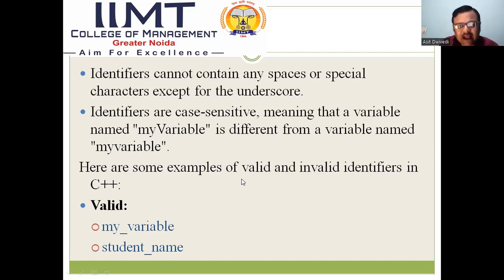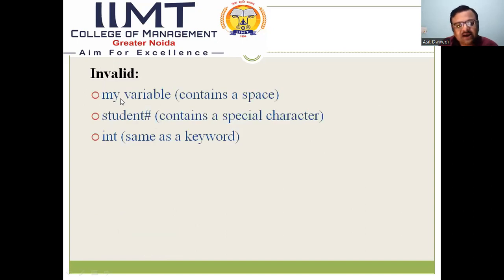Here are some examples of valid and invalid identifiers in C++. Valid: my_variable. It's valid. Student_. This one is valid as per rules. Invalid: my variable, it contains a space. This is invalid. Student#, it contains a special character, so this is invalid. int is a keyword, so this is also not allowed.